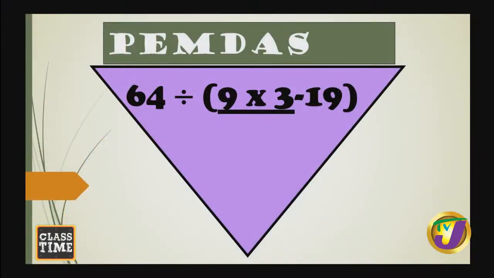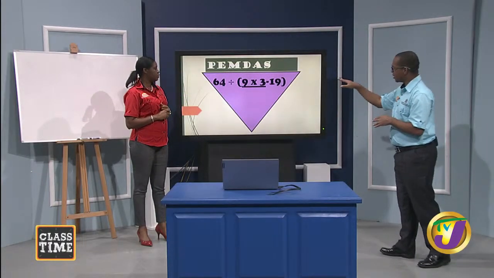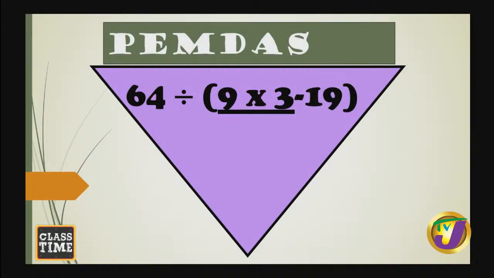The first thing I'm looking for is the operations. So I'm seeing division, I'm seeing multiplication, I'm seeing subtraction, and I'm seeing the parentheses. Good. And as you said, we have to focus on what is in the parentheses first, because that's our priority. So I'm going to work with those things in the parentheses, or what we call brackets, first. In the parentheses, you notice there are two operations. Multiplication and subtraction. Based on PEMDAS, which one would we work first?